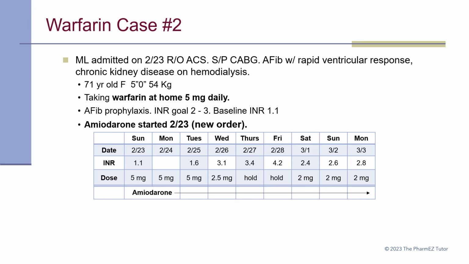On Monday, no INR was drawn, 5 milligrams was continued. On Tuesday, February 25th, the INR went up to 1.6 and another 5 milligram dose was given. On Wednesday, the 26th, the INR went up to 3.1 and a reduced dose of 2.5 milligrams of warfarin was given. On February 27th, the INR went up even further to 3.4 and warfarin was placed on hold for 2 days. When the INR reached or decreased down to 2.4, a 2 milligram dose was given and continued on.